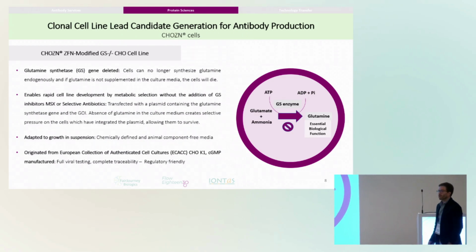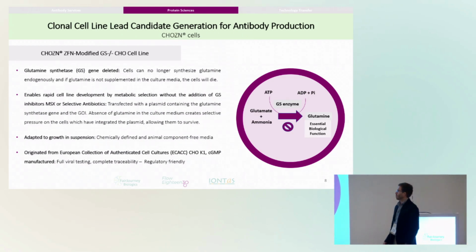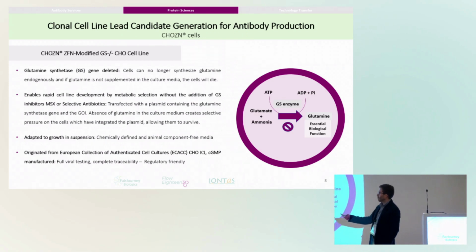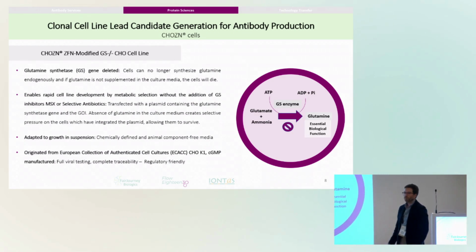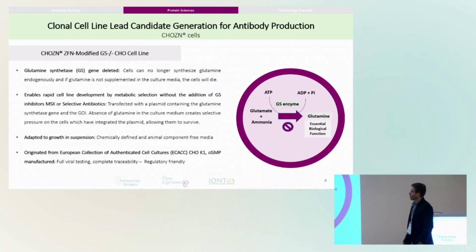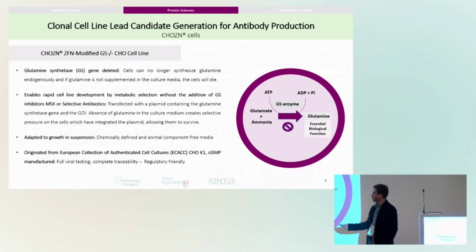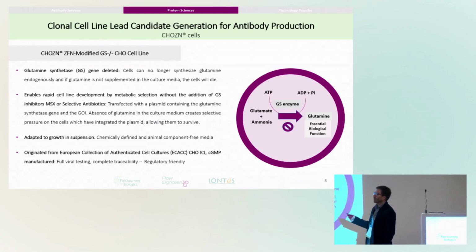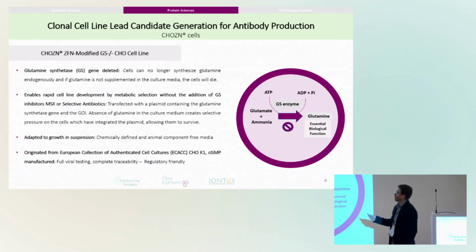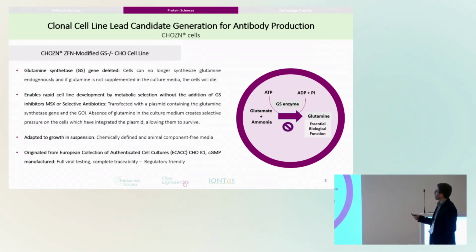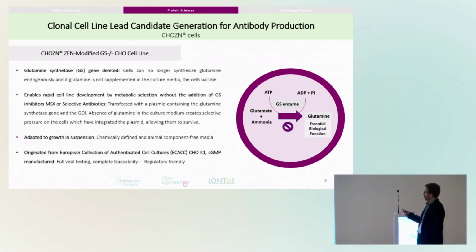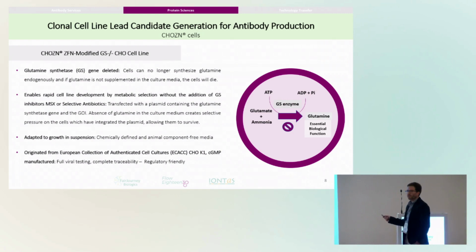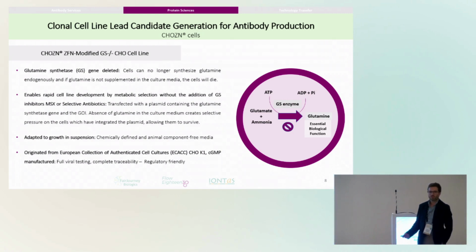Regarding the host cells that are in the platform, they originate from the European Collection for CHO-K1 properties. They are GMP manufactured, fully viral tested, with complete traceability, so they are regulatory friendly. They are adapted to grow in suspension in chemically defined and animal-component-free media, and they are deleted for the gene of glutamine synthetase. Basically, glutamine synthetase is the enzyme responsible for converting glutamate and ammonia into glutamine, an essential amino acid for the growth of the cells.